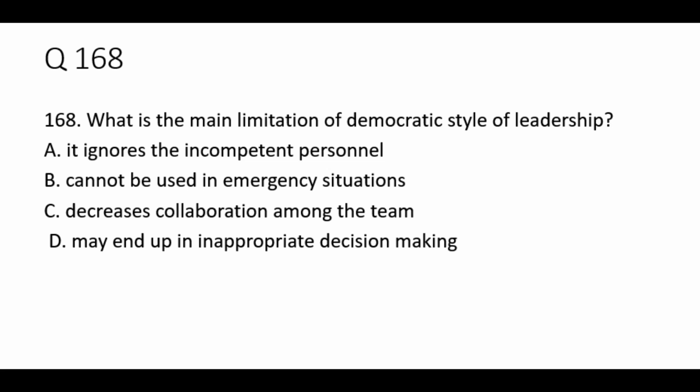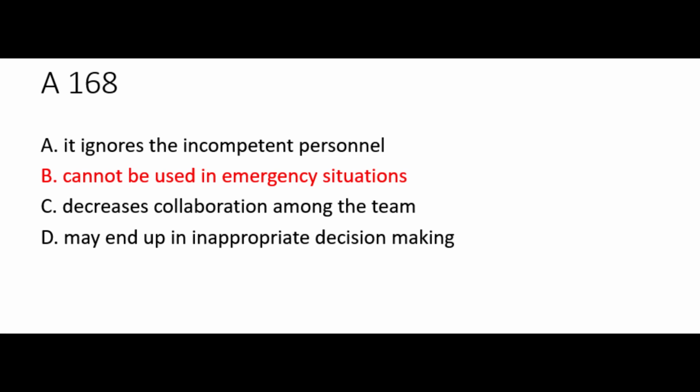168. What is the main limitation of democratic style of leadership? A. It ignores the incompetent personnel. B. Cannot be used in emergency situations. C. Decreases collaboration among the team. D. May end up in inappropriate decision-making. The answer is B. Cannot be used in emergency situations.